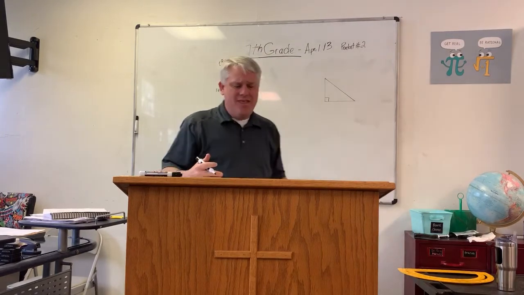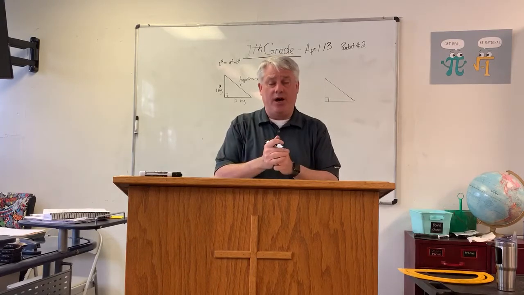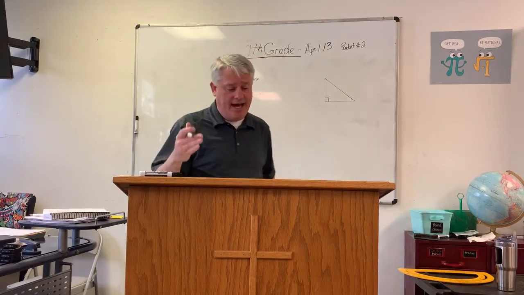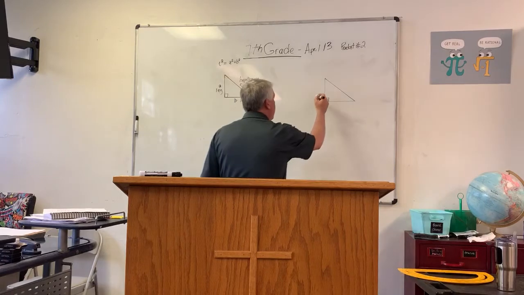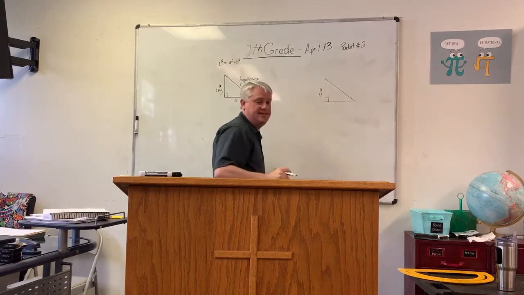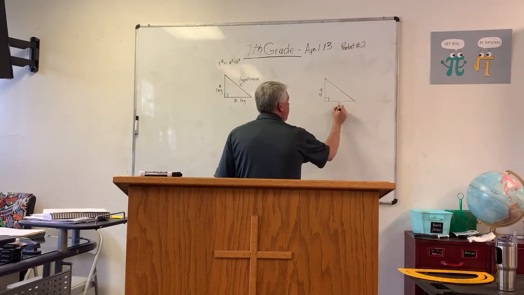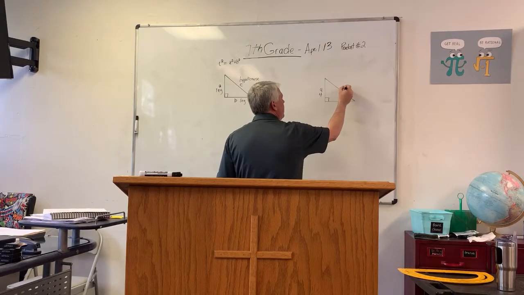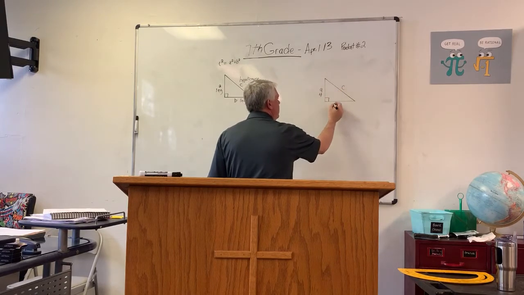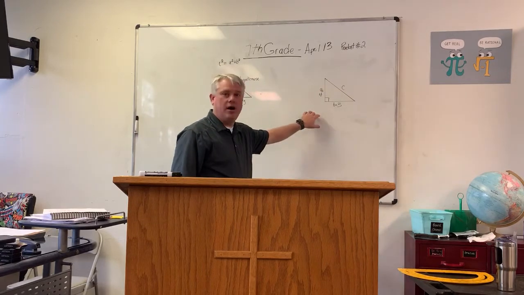So the legs are given. We don't know the hypotenuse. So in this problem, we're going to find the hypotenuse. So the leg A is 4, it says, and the length of leg B is 3. And we're going to find C. We don't know what C is, okay? So hopefully everybody's with me so far.